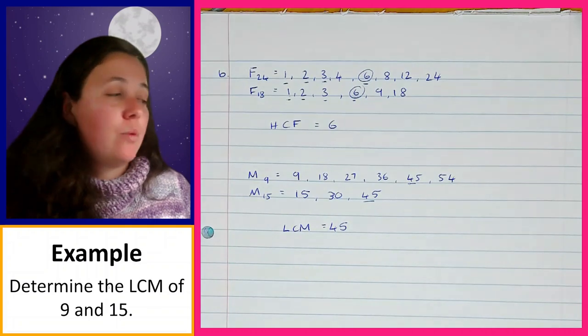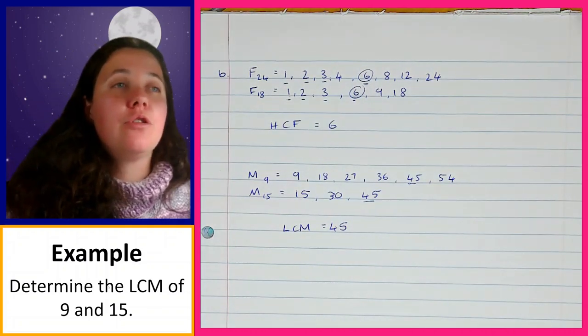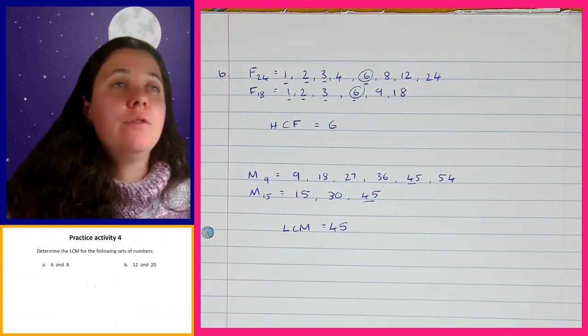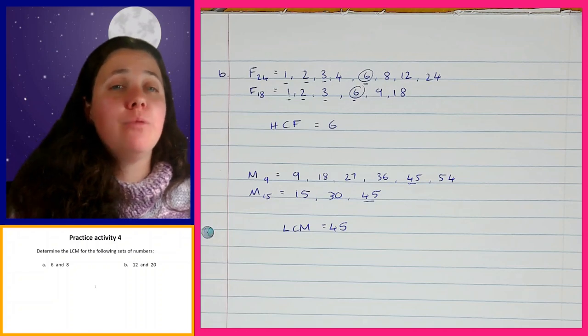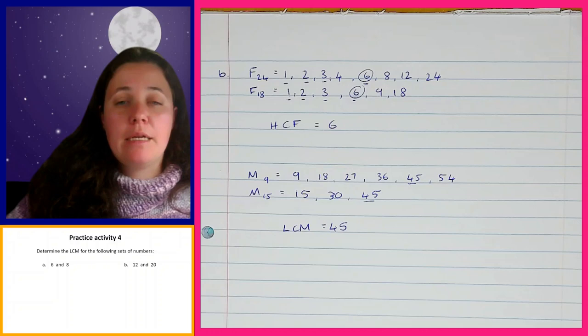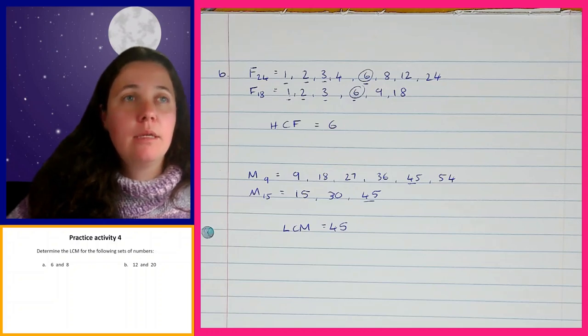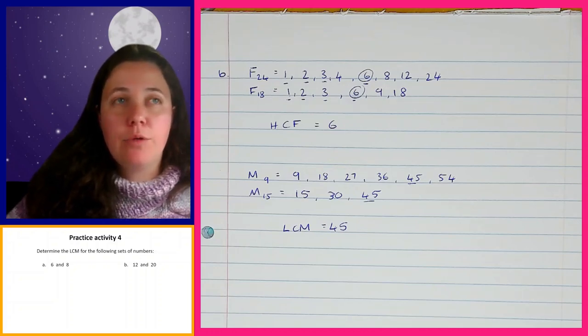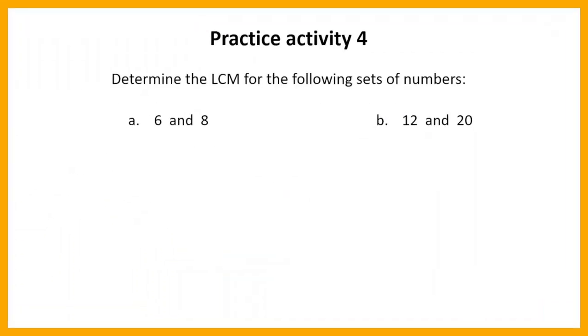So I'm done with that one. So now I'm going to allow you to do two questions on your own. Again, I'm going to give you 2 minutes for each question. And then we'll go through each of them. Okay, so the first one is 6 and 8, where you're going to find the lowest common multiple.